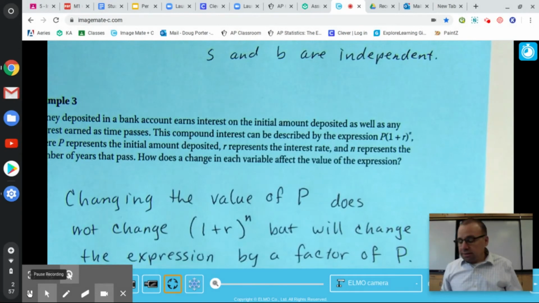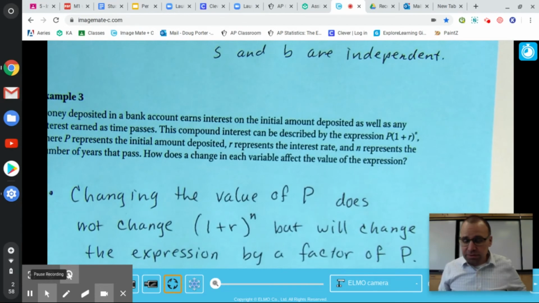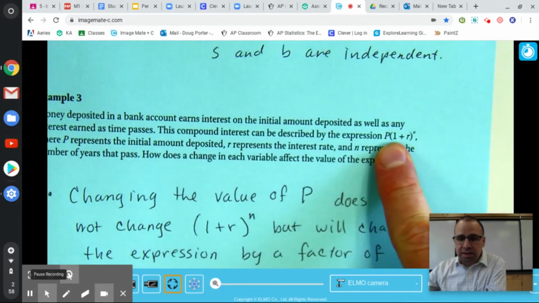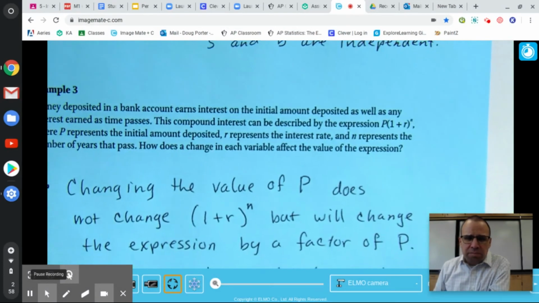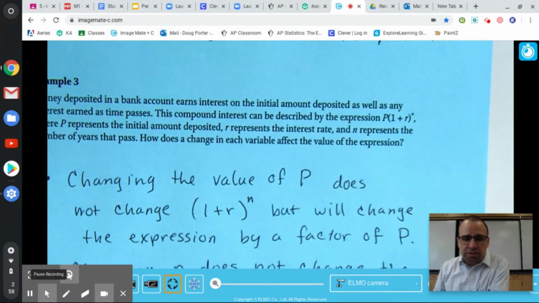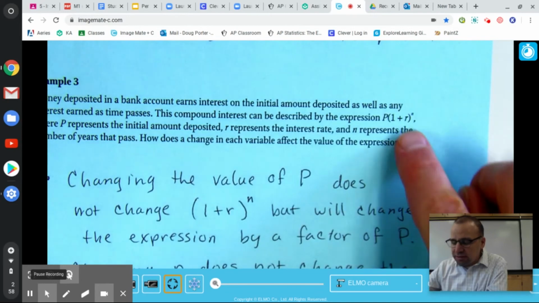Okay, so here's the answer. Changing the value of p, if you were to change this value right here, p times (1 plus r) to the n, wouldn't have any impact on the (1 plus r) to the n, but it will change the expression by a factor of p.